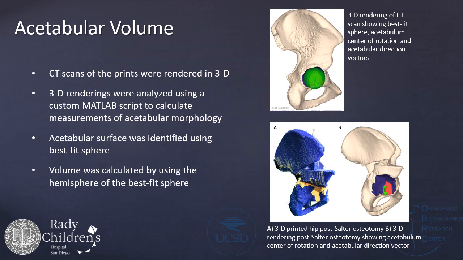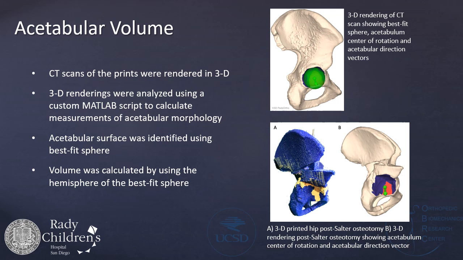Post-mock surgery CT scans were also acquired for each 3D print, which were then rendered in 3D. Acetabular volume and octant coverage angles were measured and quantified from these 3D renderings using a custom MATLAB script. Acetabular surface from these 3D renderings were automatically identified, and a best fit sphere utilizing least squares regression and the articular surface boundaries on each hip were identified.